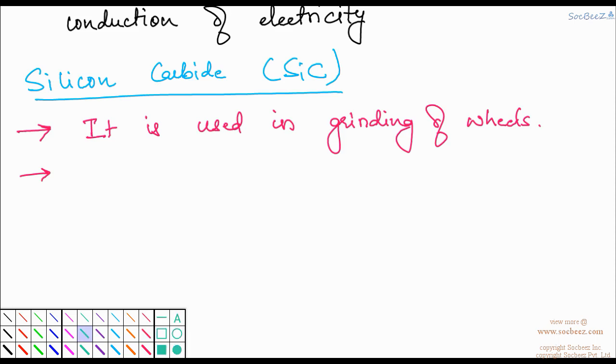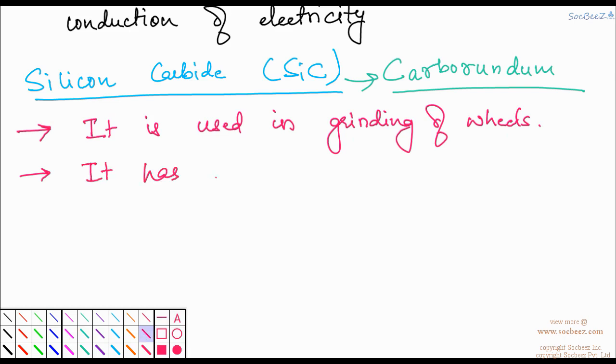Silicon carbide is also called carborundum. Okay, and it has a diamond-like structure, and it is a very strong compound. See, diamond again is a very strong compound, like it is not easily broken. You know that. Now, since silicon carbide also has a diamond-like structure, it is also a very strong compound, and hence it is used for grinding wheels.